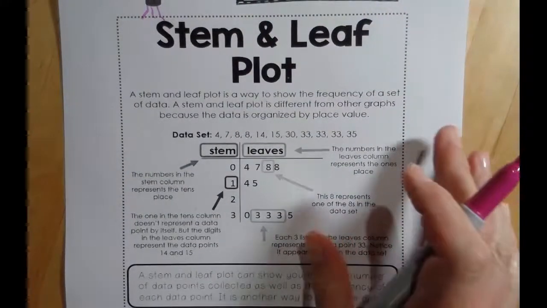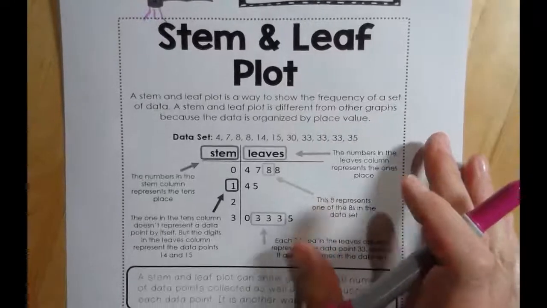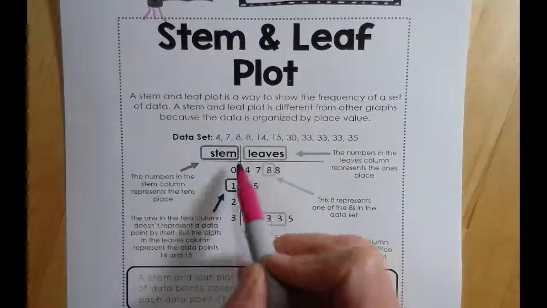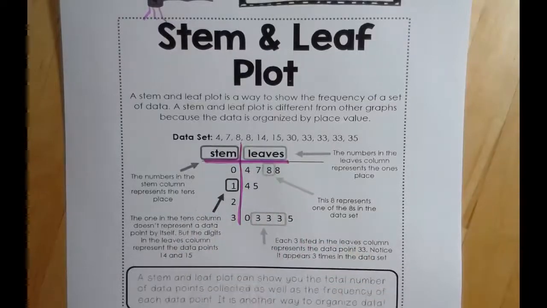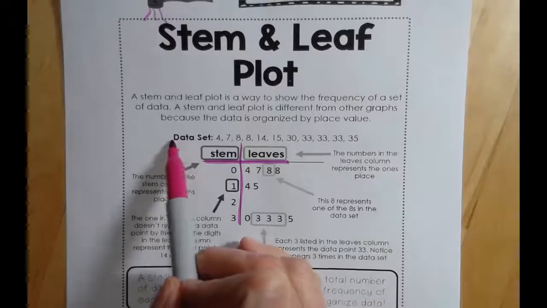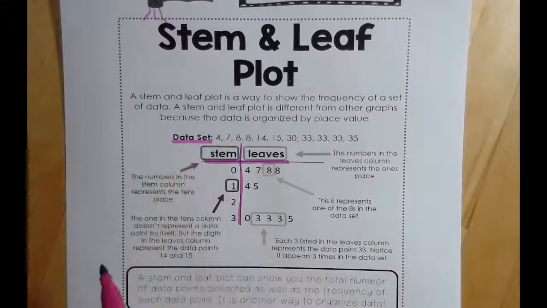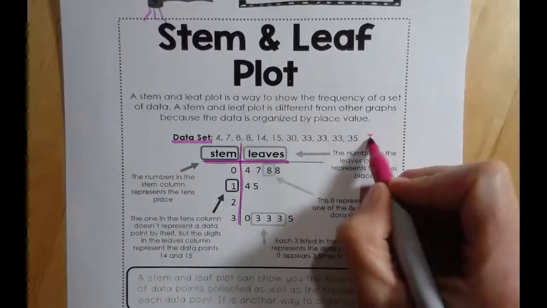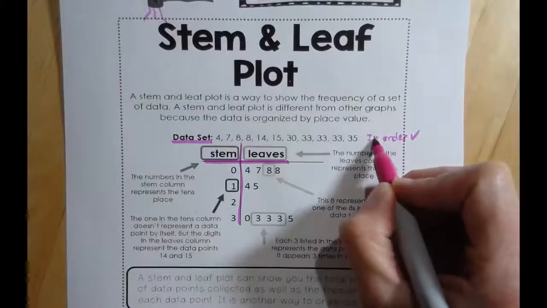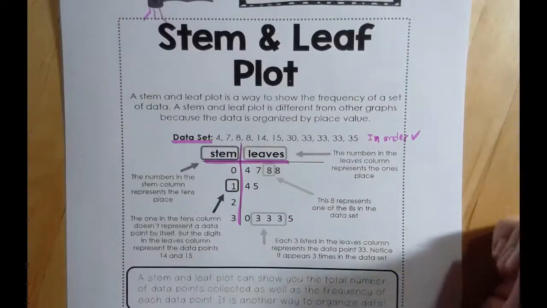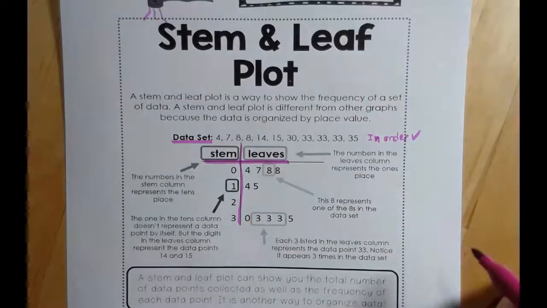So what we want to understand is that this plot right here, this basic plot with the stem and the leaves here, actually represents data. And in this picture as well, the original data set's actually given to us. It's really nice because this is already in order. So I'm going to write in order with the check mark. You don't want to get tripped up by not having your data in order. This is already in order for us, so it's going to make our job easier.